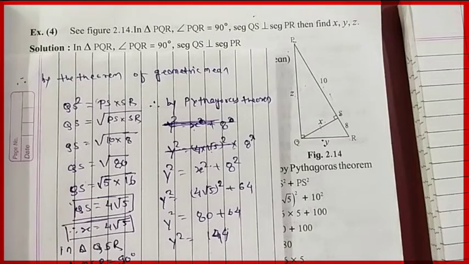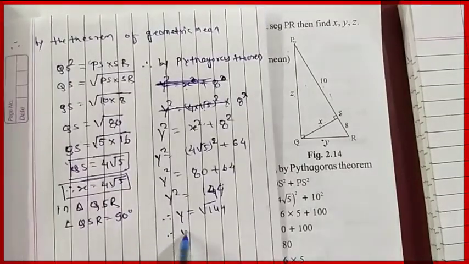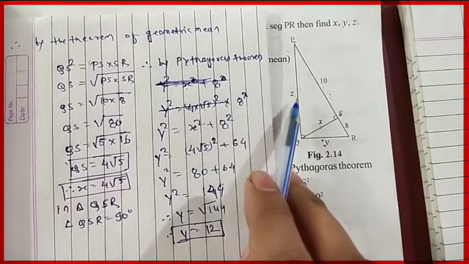144 is nothing but the square of 12. Therefore, y equals root 144, and root 144 equals 12. Therefore, y equals 12. So we got y also. Okay. Now we will calculate z.